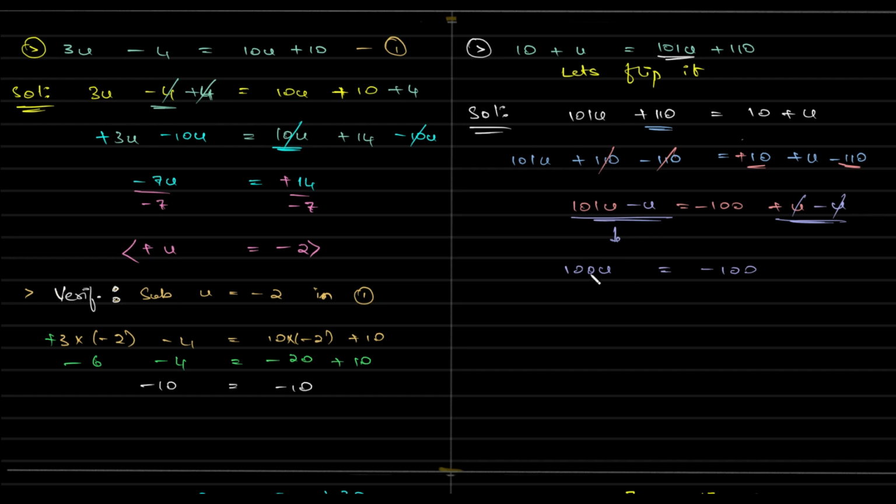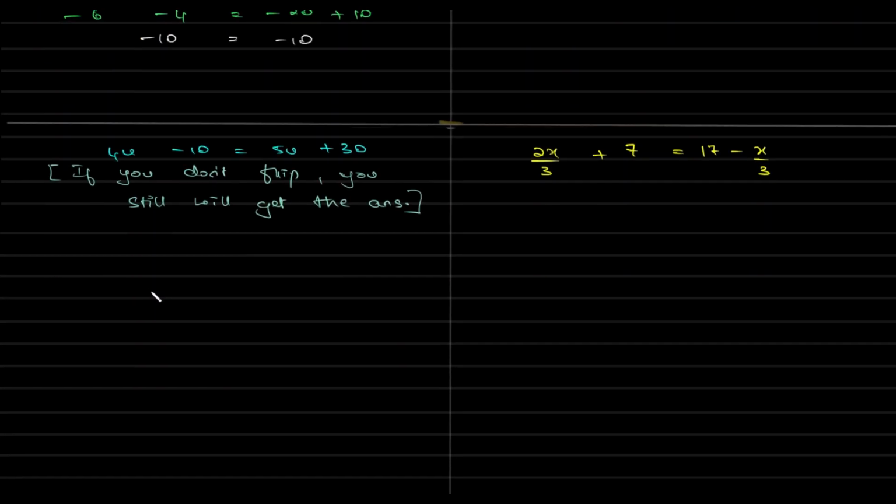Actually, maths becomes simpler. Now, to eliminate 100, what should I do? Divide with 100. So u is equal to negative 1. Negative divided by positive is negative, and we have negative 1. Right. So please try it out.